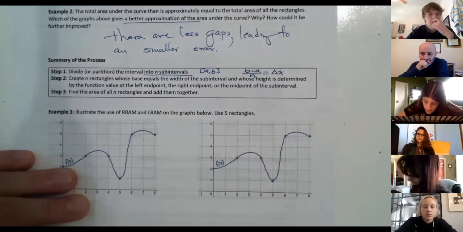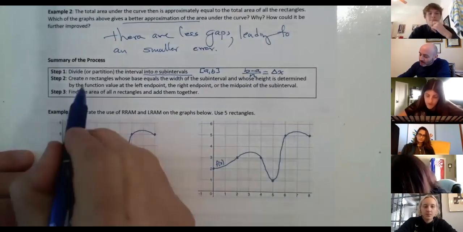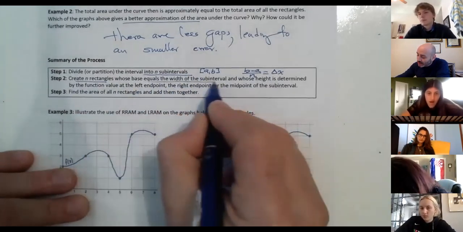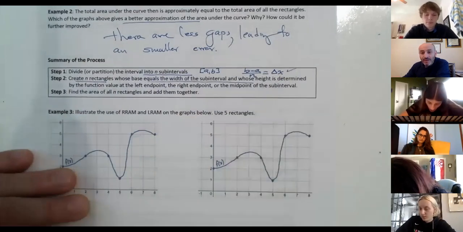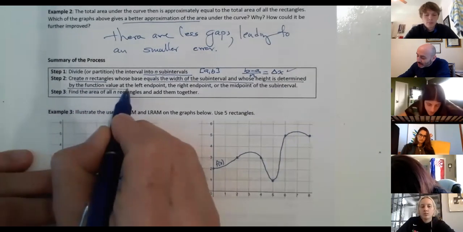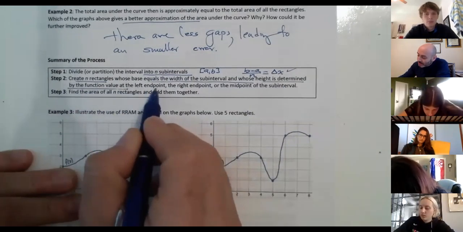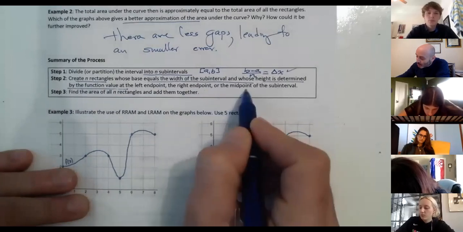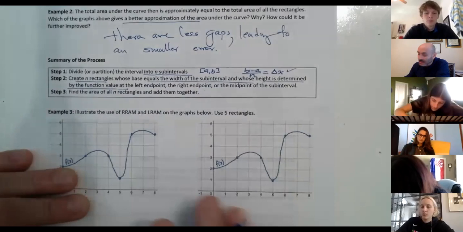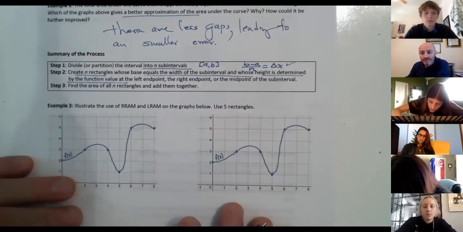Okay? So create n rectangles whose base equals the width of the subinterval. In this case, they're going to be equal to delta x, and whose height is determined by the function value, either at the left endpoint, right endpoint, or midpoint of the subinterval. And then you find the area of all the rectangles and add them together, all right?